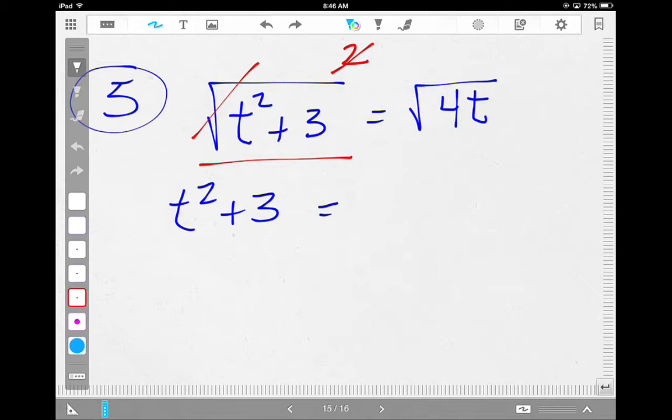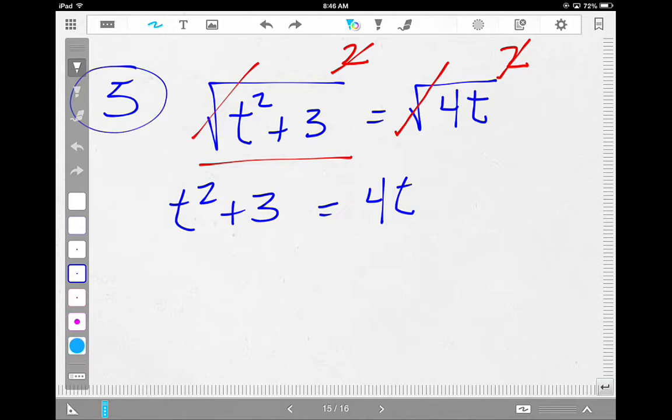Now that I've chosen to square the left side to get rid of the square root, I have to do the same thing to the other side, no matter what is there. This time, when I square the right side, there's another square root that will eliminate or cancel, leaving me just the 4t underneath that radical. So my square roots have been eliminated, and I'm looking at t squared plus 3 equals 4t. Red light, that's a quadratic equation.